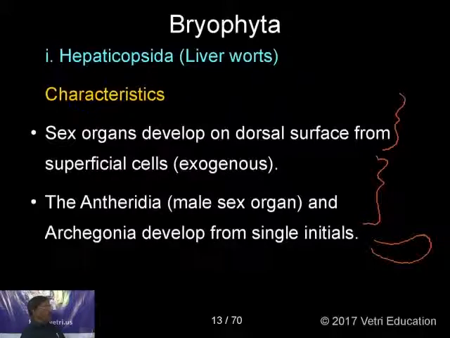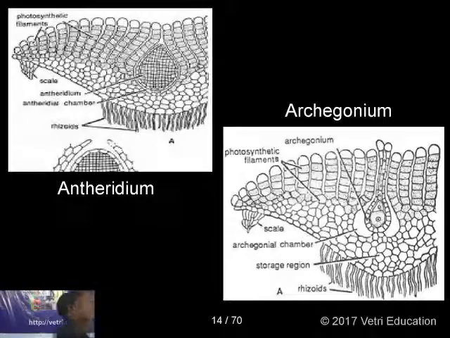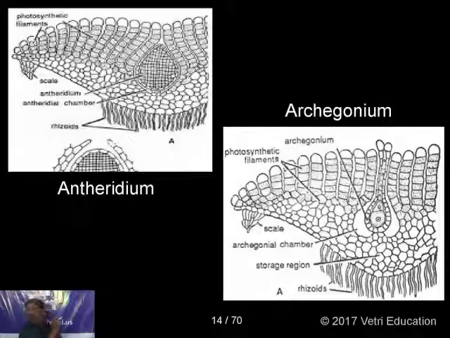And the development is superficial, not from inside, from superficial cells, that is called exogenous development. The antheridia are generally the male sex organ, and the archegonia are generally called the female sex organ. They develop from single initials, single cells, from one cell.